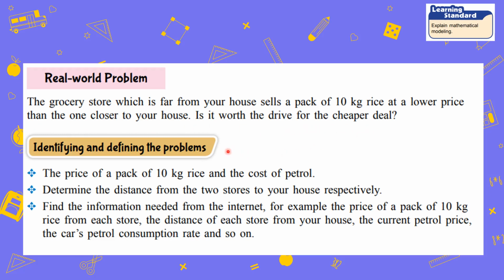So the first component, we must identify and define the problems. What information do we need to solve this problem? The price of a pack of 10 kg rice and the cost of petrol, the distance from the two stores to your house respectively. We need also to find the information needed from the internet. For example, the price of a pack of 10 kg rice from each store, the distance of each store from your house, the current petrol price, the car's petrol consumption rate, and so on.